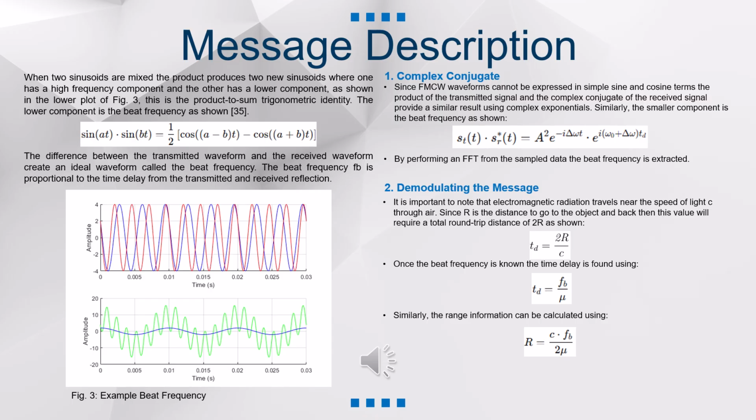Since we're only concerned with the lower component beat signal, then the product of the transmit signal and the conjugate of the receive signal can be used to obtain only the lower component beat signal. Performing an FFT on this product reveals the beat frequency, which is directly proportional to the round-trip time delay.